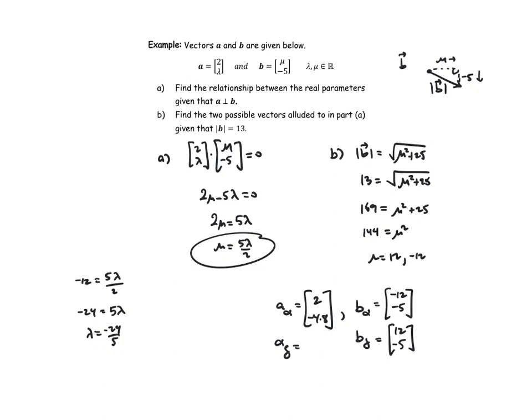A delta, if mu were a positive 12, we would just get, of course, lambda equals positive 24 fifths, or 4.8. So we would get a 2 and a positive 4.8. Okay, so the two possible vectors alluded to in part A. All right, well, what are our two possible vectors? Well, we got them right here. We've got alpha with negative 4.8 as lambda, and delta with positive 4.8, and then the two values for mu.